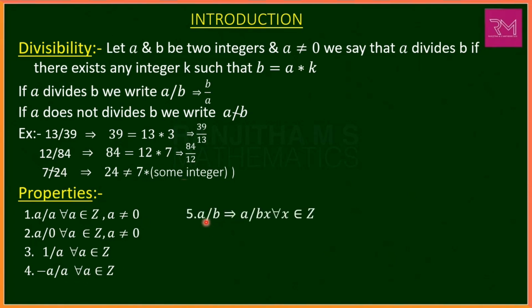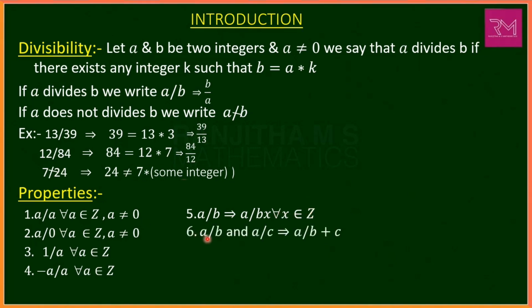Next property is, if a divides b, which implies a divides b into x for all x belongs to Z. Here this is a multiplication property. If you multiply b with x, it satisfies the condition a divides bx for all x belongs to Z, that is x must be an integer only.